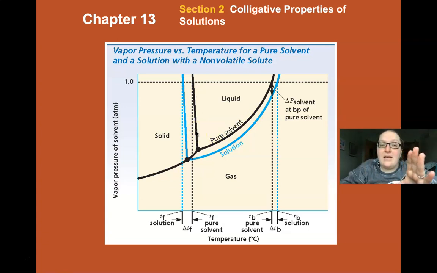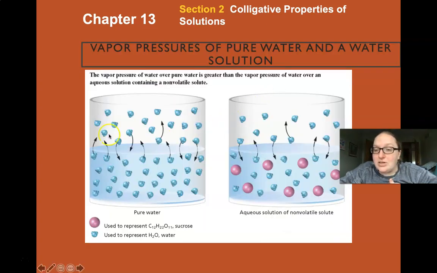And when we do that, at 1 atmosphere of pressure, which is where we talk about boiling and freezing points, we see that the freezing point of the solution shifts to the left, which means it goes down. And we see that the boiling point shifts to the right, which means it goes up. And so we're going to examine these two a little bit closer. What we're going to do is look at how is that even possible? What's happening at the molecular level?